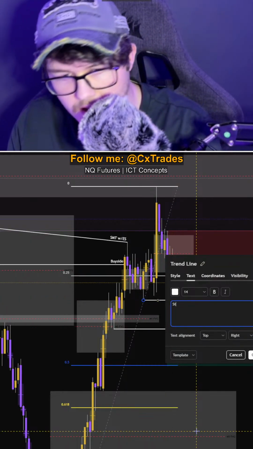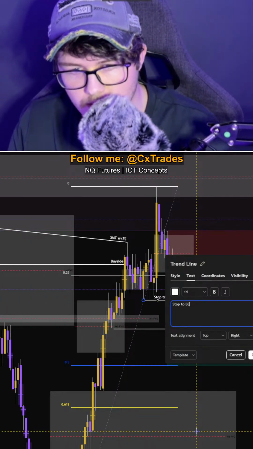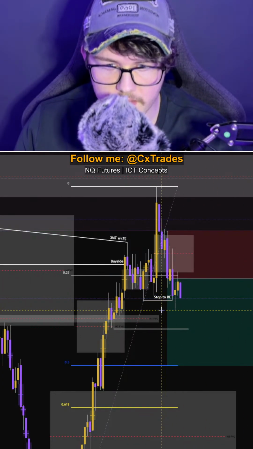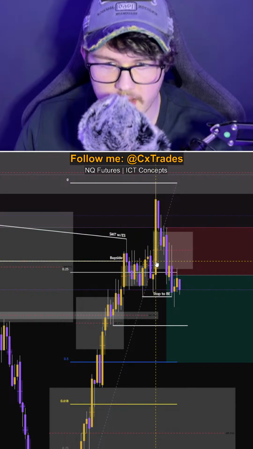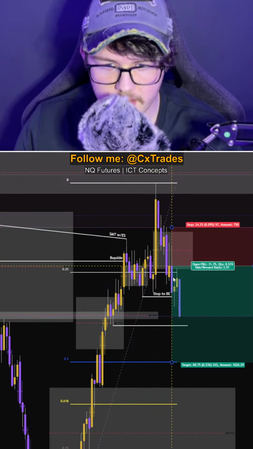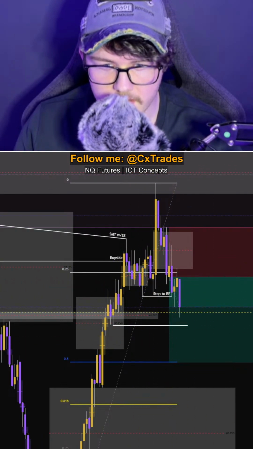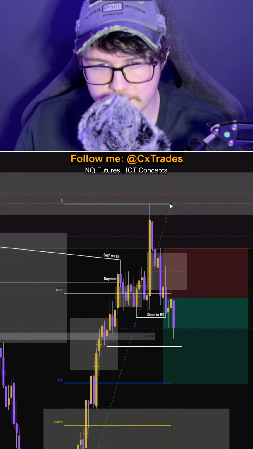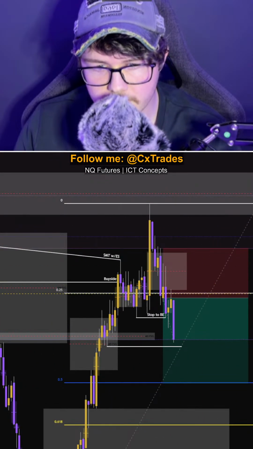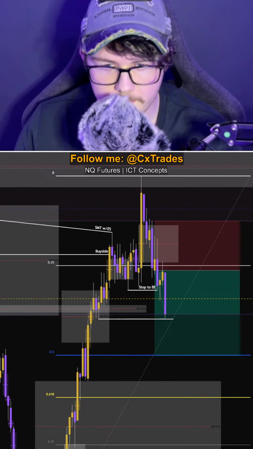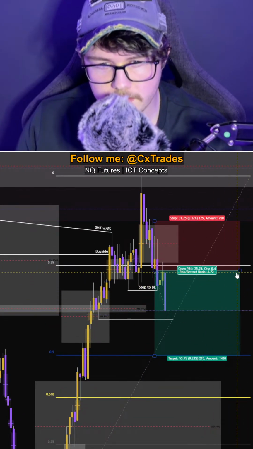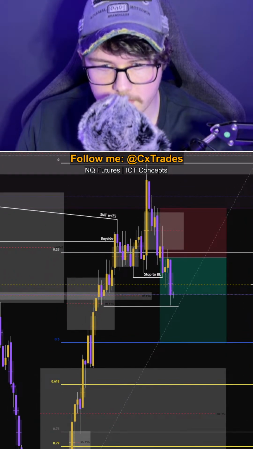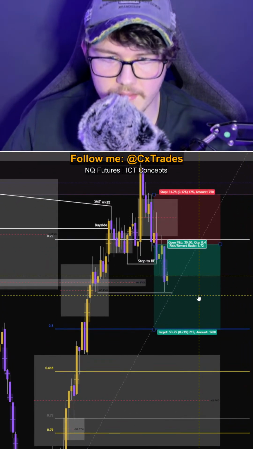I'll just mark out how I did it. The reason why I was so overly cautious with the stop being at break even was because of this tight range, and obviously we were so bullish here. I'm still expecting a continuation long. Yeah, we did get stopped at break even on that one.